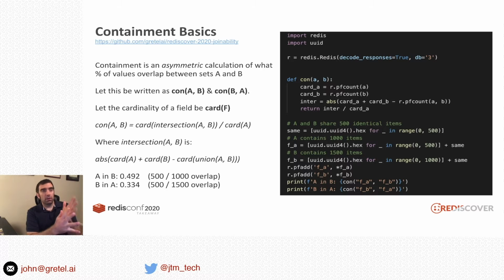So that is saying 50%, or in this case 49%, of the UIDs inside of set A are found inside of set B, which gives us very close to what our actual truth is. Now on the flip side, we look at the containment of B inside of A. Because B has more items, it has 1,500 and only 500 are shared, we see approximately a 33% overlap. So very simple way to implement, very quick, and very efficient on memory.